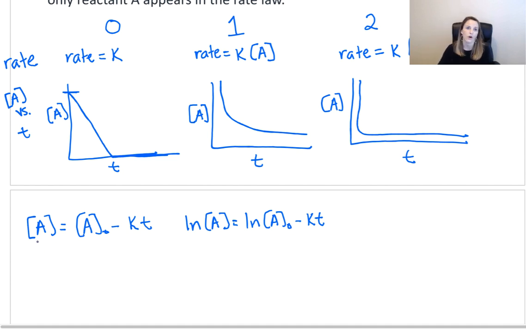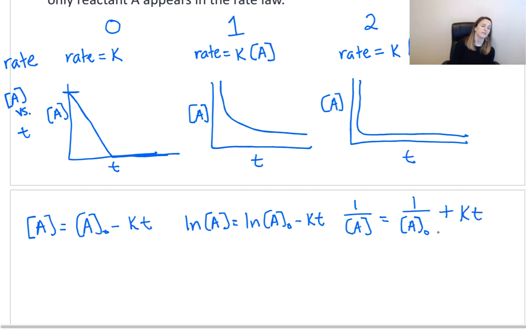You've got your concentration at whatever time on the left side of the equal sign, and on the right side you see your initial concentration, your rate constant, and your time, but it's minus kt. For second order, it's actually plus kt. So the inverse of your concentration is equal to the inverse of your initial concentration plus your rate constant times time.